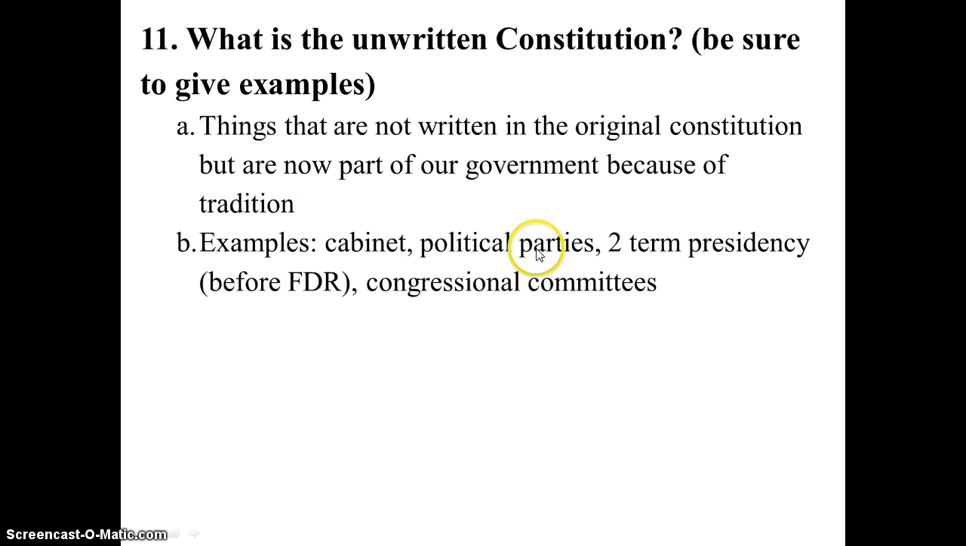Political parties. It's not written in the Constitution to have political parties. Honestly, how cool would it be to not have political parties? But we have them. They've been there since the beginning. We're probably always going to have them.